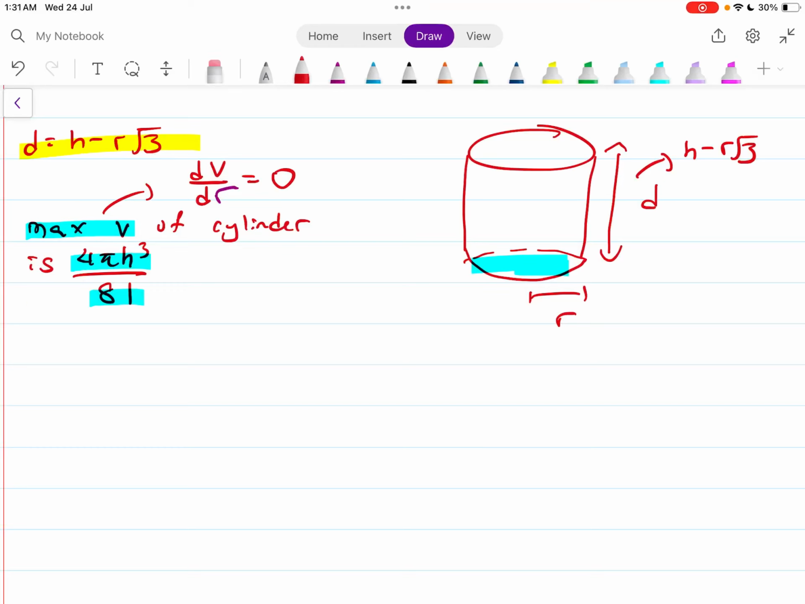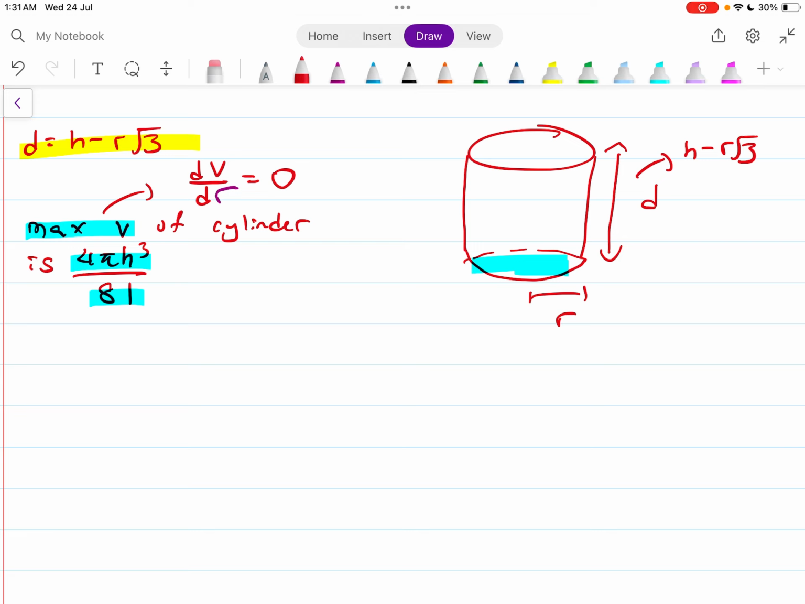Okay, so let's go through part B, right? We are asked to prove that the maximum possible volume of the cylinder is given to be 4 pi h cubed over 81. So this one obviously is a maxima minima problem, which we also learned back in the days of A Maths.